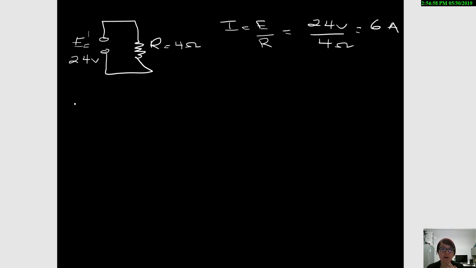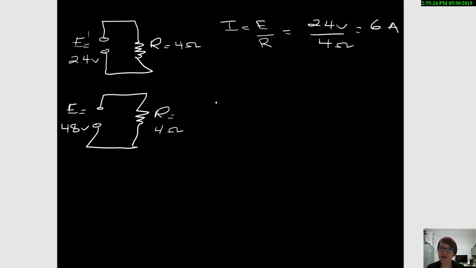If I wanted to now prove direct proportion, that current and voltage are directly proportional, meaning they would increase at the same rate if resistance were held constant, let's double my voltage and see if that in fact causes my current to double. So here's my circuit. Now I'm doubling my voltage, 48 volts. Resistance stays at 4. Let's see what happens to my current.